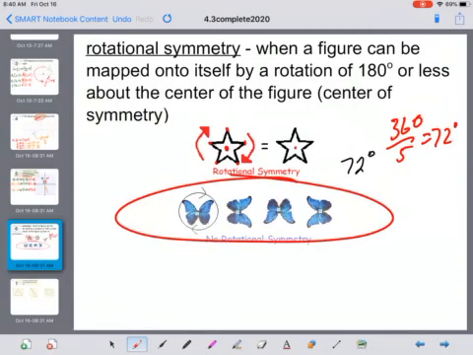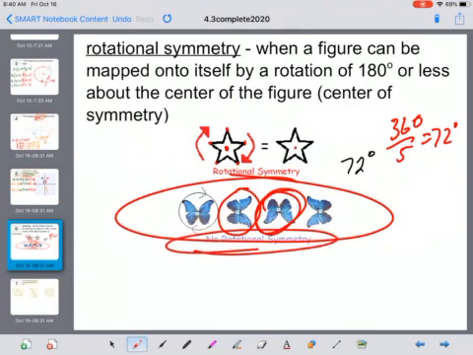This one is not the same. If I rotate it 90, it's going to be this figure on the right, which is not the same. If I rotate it 180 degrees, it's going to be the next figure, which is upside down. So that's not the same. So then this one would have no rotational symmetry.